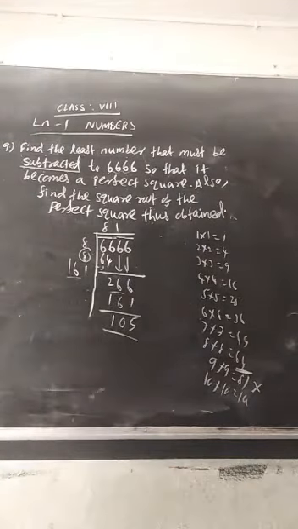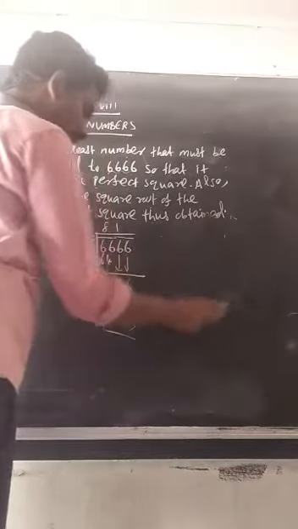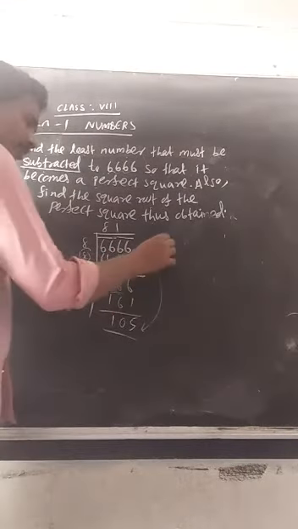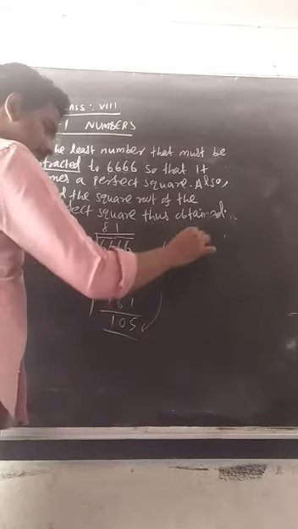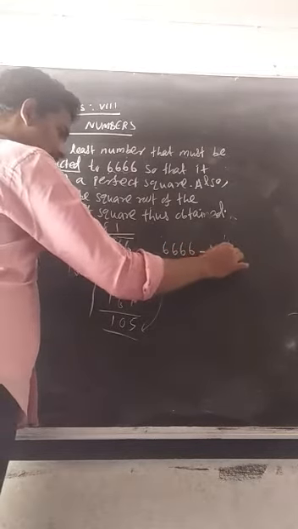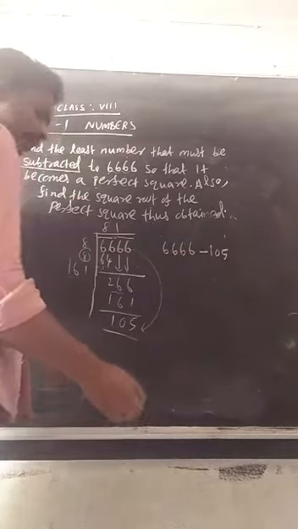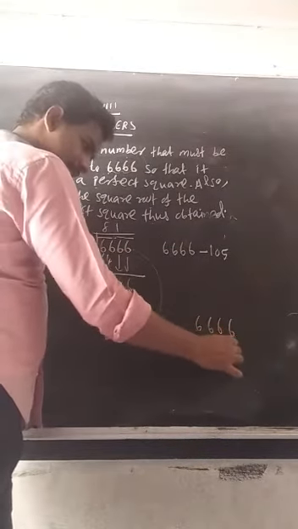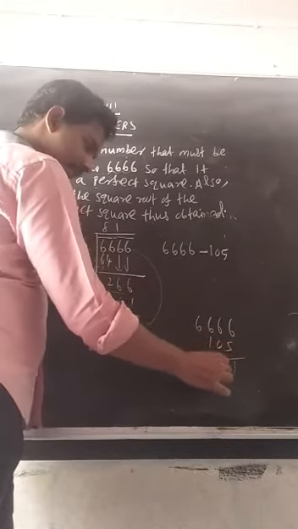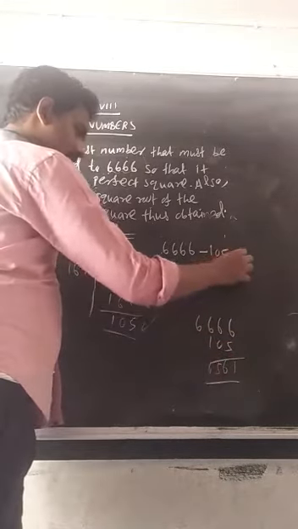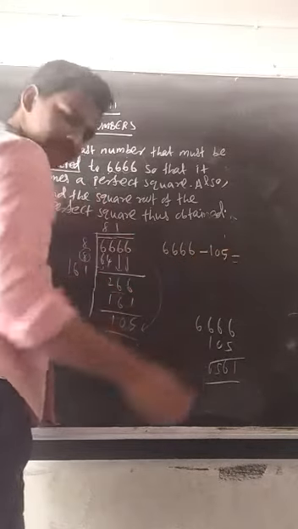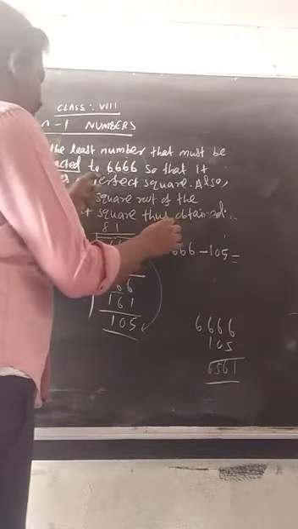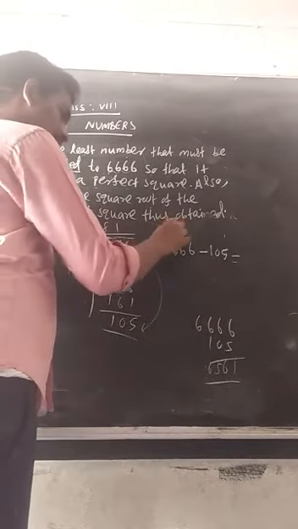So 105. Now the question is what number should be subtracted. So from this, you take 6666 minus 105. If you are subtracting 6666 with 105, we get 6561. So first you will write what number should be subtracted to get a perfect square.